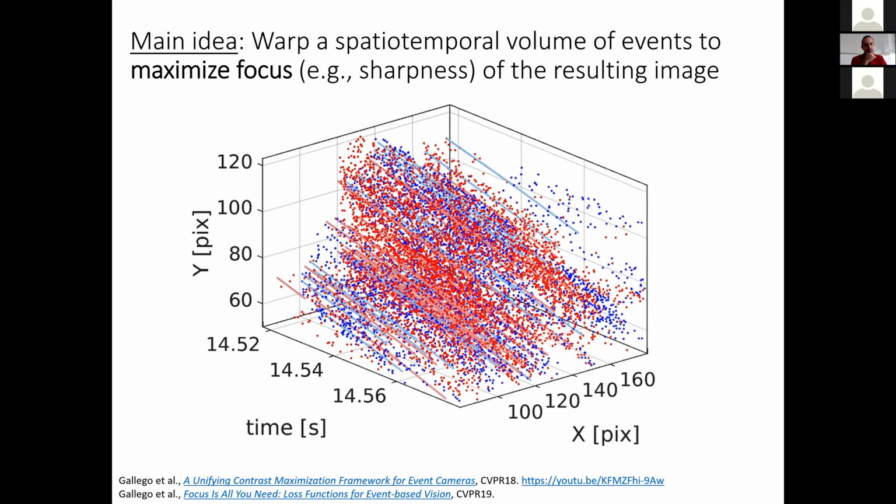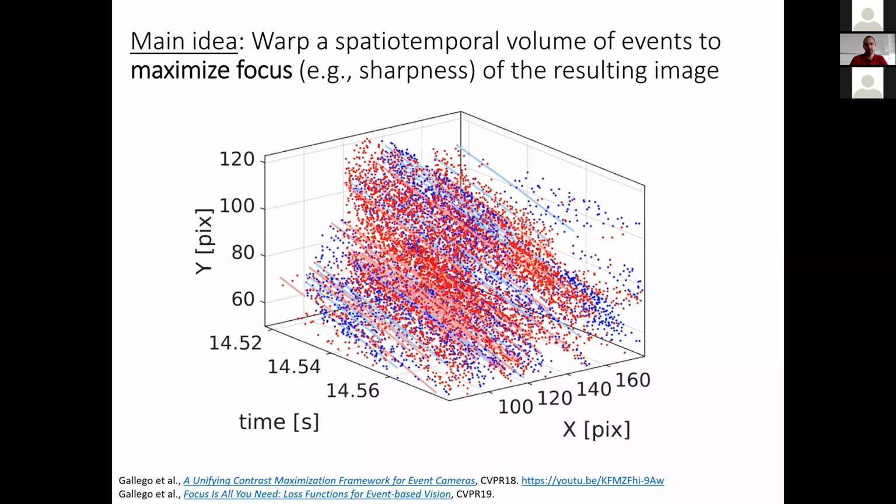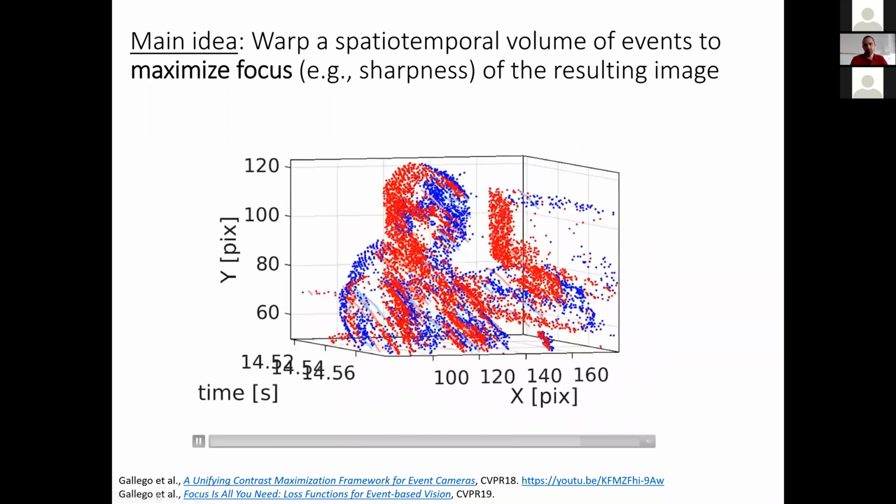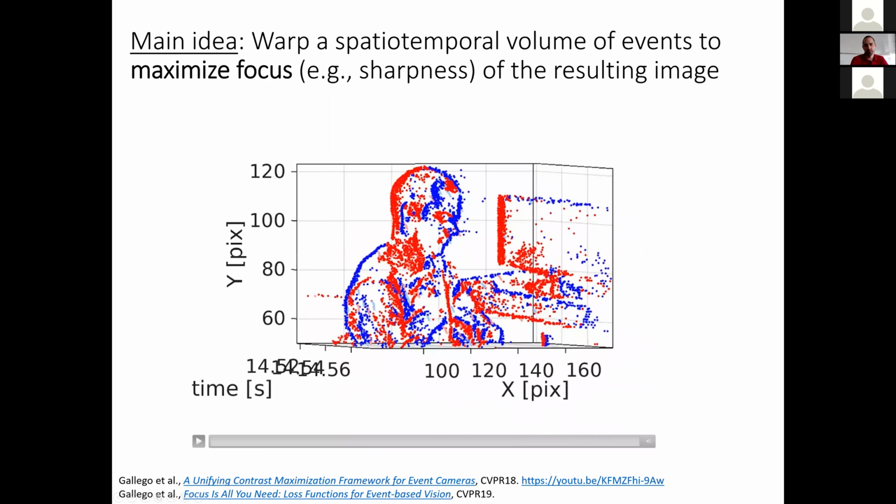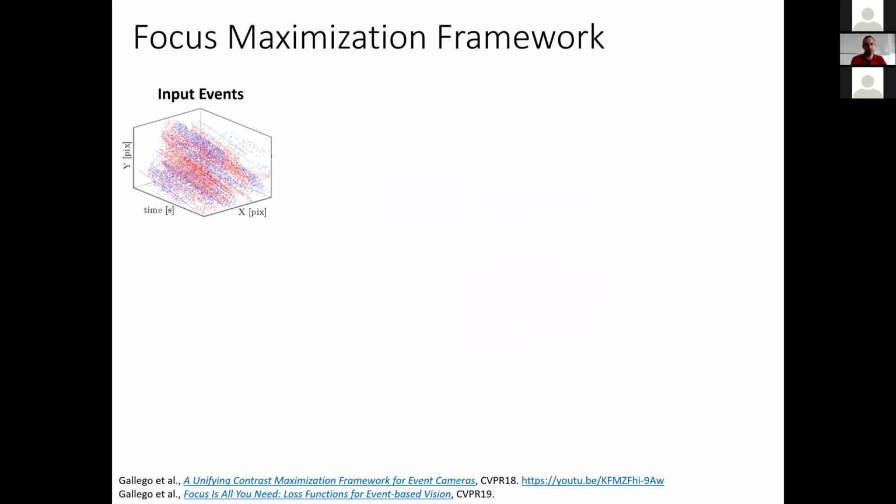So the idea would be to try to see them from a different point of view, in this case, or try to count them along these motion trajectories, warp the space-time volume of events, so that we try to maximize the focus, the sharpness of the resulting image. Here it's shown with a 3D representation. Basically we are trying to count how many events happen along these trajectories. So this is the input data.